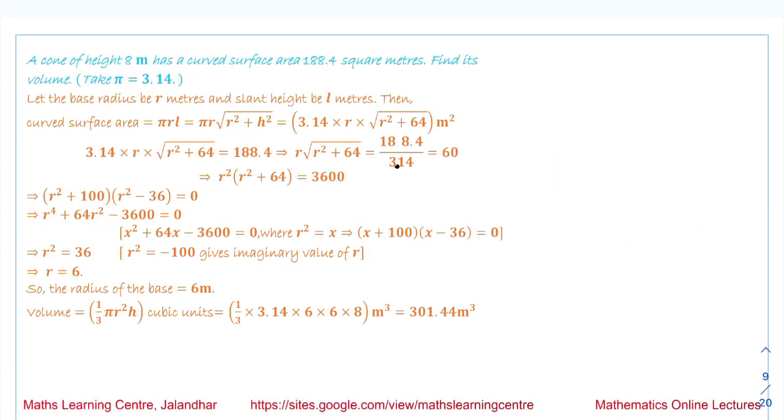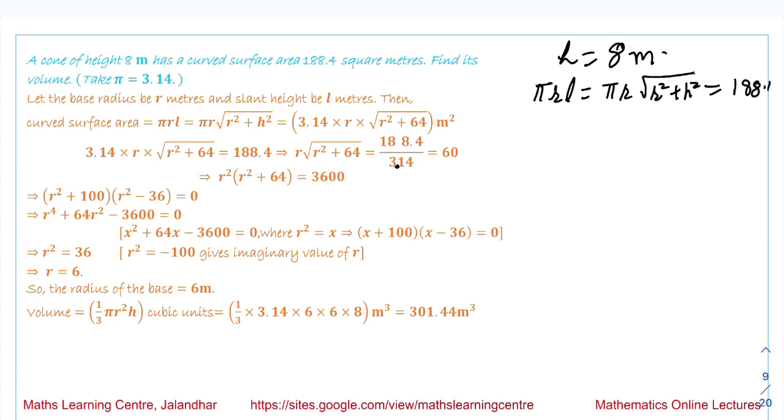Next, it is given that a cone of height 8 meter has a curved surface area 188.4 square meters. So height of the cone is given to us, it is 8 meter. Curved surface area means the value of pi r L, that is equal to pi r square root of r square plus h square, that is given to be 188.4 square meters. So we have to find the volume.